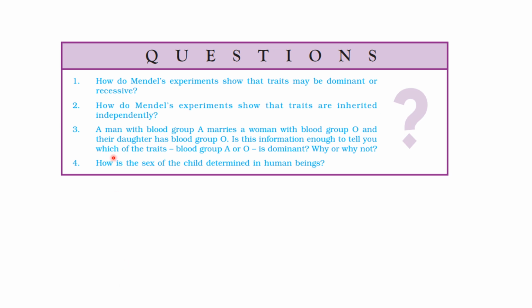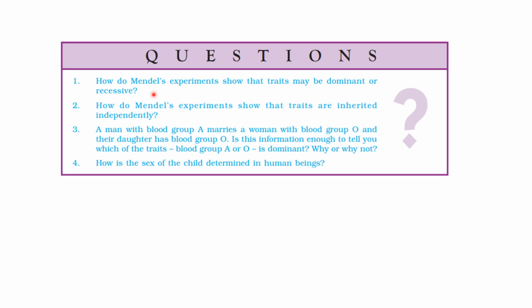So here's a set of important questions. Let's answer them. First is, how do Mendel's experiments show that traits may be dominant or recessive? Very important question, right? Mendel did an experiment with pea plants to demonstrate the concept of dominance and recessiveness by observing how traits appeared in progeny.